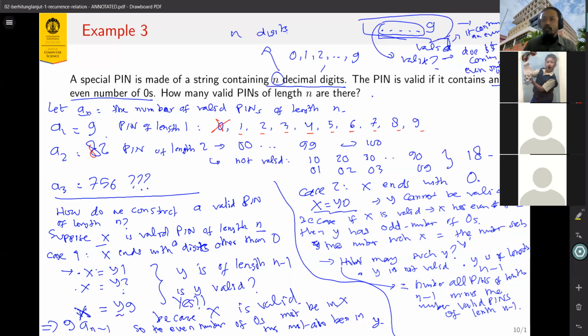Okay. Any question here before I finish this example? Is it clear? Or do you have any question? No question at all.